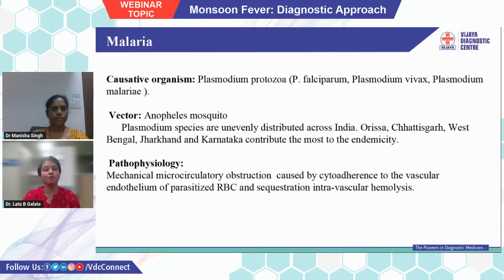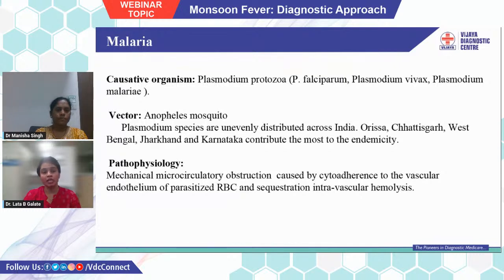Coming to the next most important prevalent monsoon fever, malarial fever, which is caused by the Plasmodium protozoa. There are different species of Plasmodium, which are falciparum, vivax, and malariae predominantly. The vector responsible for the spread of malaria is the Anopheles mosquito. The Plasmodium species are unevenly distributed in India. The most affected parts are Orissa, Chhattisgarh, West Bengal, Jharkhand, and Karnataka.